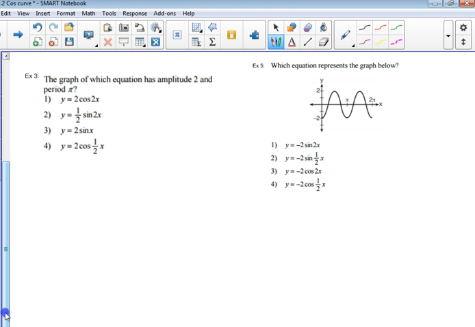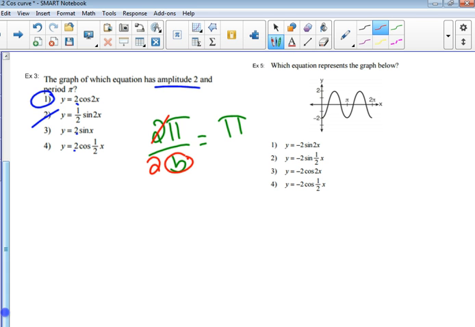All right, what did you guys get for 3? 1, 2, 3, or 4? 1. Good job. This one's easy. You at least get the amplitude's 2. You know the number in the front has to be 2, so it can't be that one. Now, if you're doing 2 pi over b, 2 pi over b has to equal pi. So the only way to get that is your b value here has to be a 2. Exactly. So it has to be choice 1.